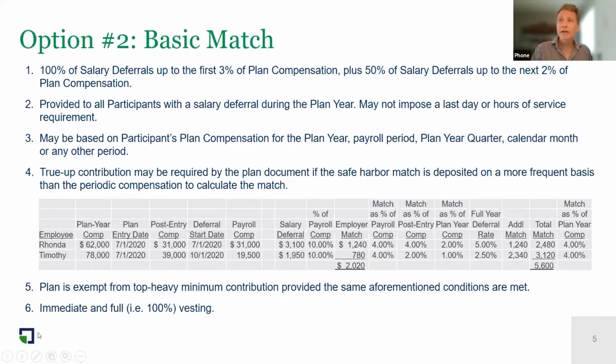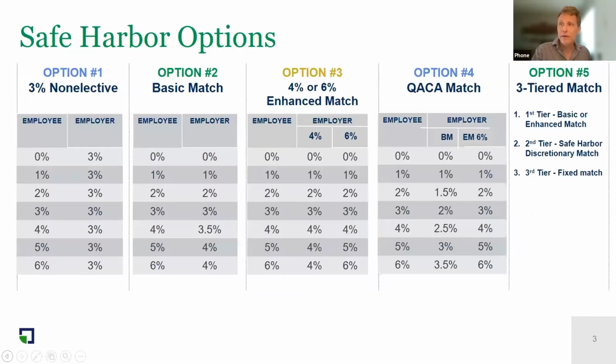The next safe harbor match is what we call the basic match. Okay. Your basic match is 100% of salary deferrals up to the first 3% of plan compensation, then 50% of salary deferrals up to the next 2% of plan compensation. And as I said earlier, if a participant is deferring 5%, the maximum matching contribution they will get is 4%. Okay, it's between 3 and 5% that 50% of the next 2% comes in. Okay.